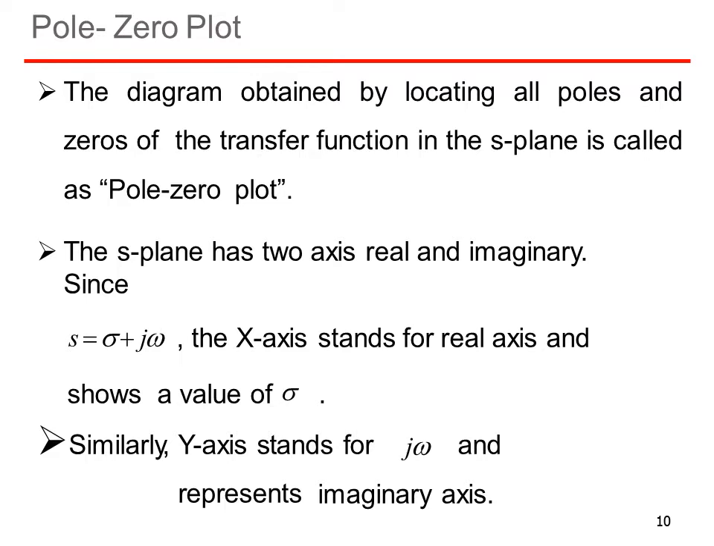Since s is equal to sigma plus j omega, the x-axis stands for real axis and shows the values of sigma. Similarly, y-axis stands for j omega and represents the imaginary axis.